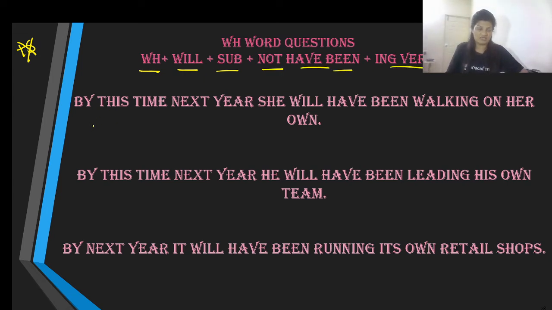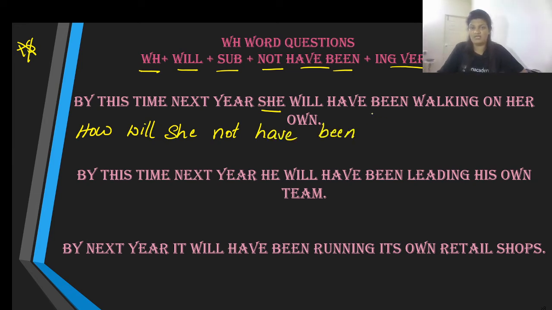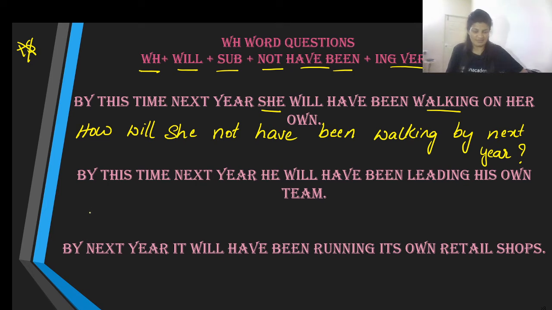And here, let us take the WH word as how, and will is supposed to be introduced. How will, the subject here is she. How will she, and then not have been. Not have been, and the ing verb is walking. Walking. How will she not have been walking by next year? Question mark.